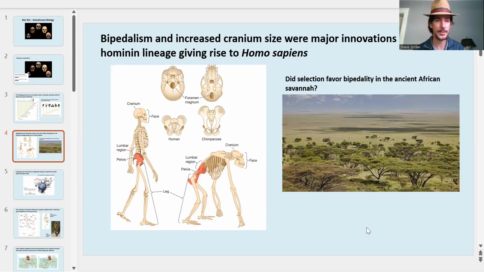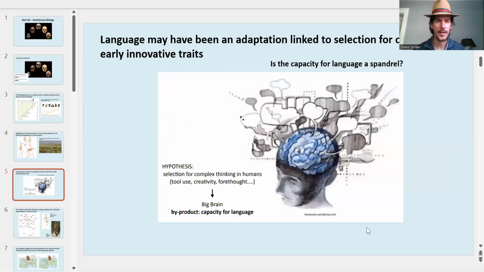But certainly in this early African savanna environment, there was probably some level of trial and error, being the simplest form of use of the scientific method in our very ancient ancestors. And so when we talk about the brain in early hominins, we can also talk about the evolution of language. It's been hypothesized that language could have been an adaptation linked to selection for other early innovative traits, such as tool use, creativity, or the ability to exercise forethought, to plan ahead and figure out how to problem solve. Again, perhaps application of the scientific method was a thing.